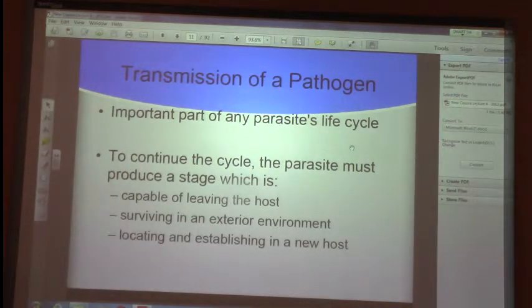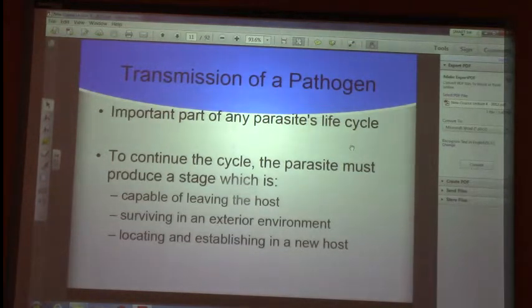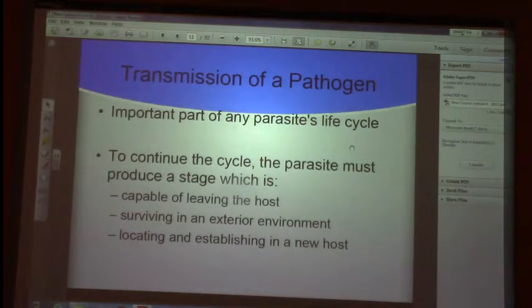To continue the life cycle, the pathogen, and the parasite in this case, must produce a stage which is capable of leaving the host. I was just mentioning the fact that with cysts, they can be shed via the fecal matter. However, for most microorganisms, they are not viable for long outside of the host. What that means is they are not able to survive for long periods of time outside of a host. So they must produce some sort of structure such as a cyst, or in the case of bacteria, endospores, that will allow them to survive for longer periods of time.